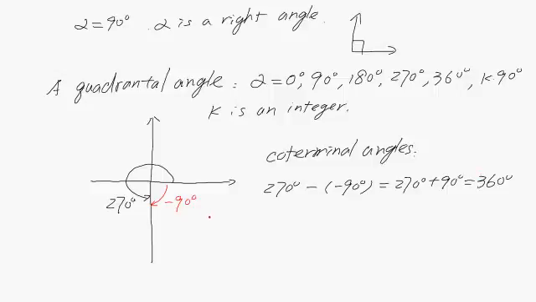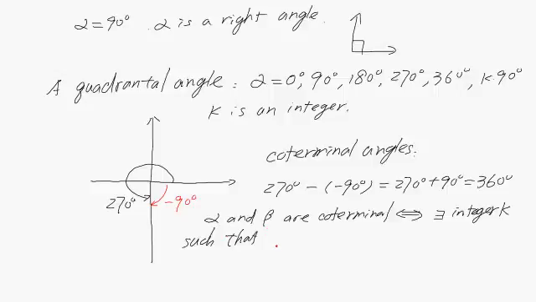So now, if we have the two angles alpha and beta in the standard position, and if they are coterminal, this holds if and only if there exists an integer k such that the measure of beta minus the measure of alpha is equal to this integral multiple of the 360 degrees. So there is a k times 360 degrees.